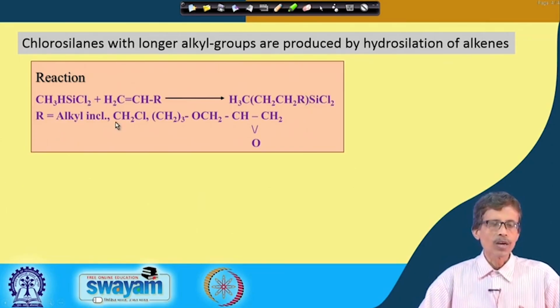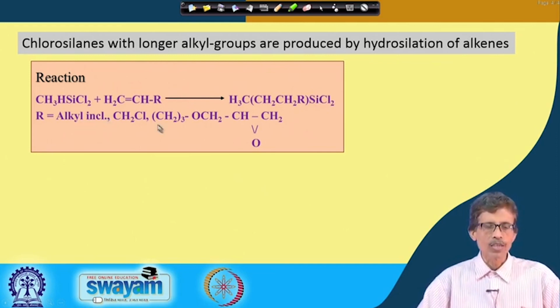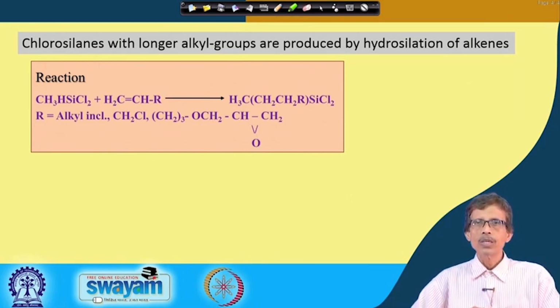So, any alkyl function, any CH2Cl function, any ether function, or some epoxide one. The epoxide variety is also useful, because we can make epoxy resins. So, the introduction of all these useful functional groups on the silicon backbone will be utilized for further modification of the material for their use.